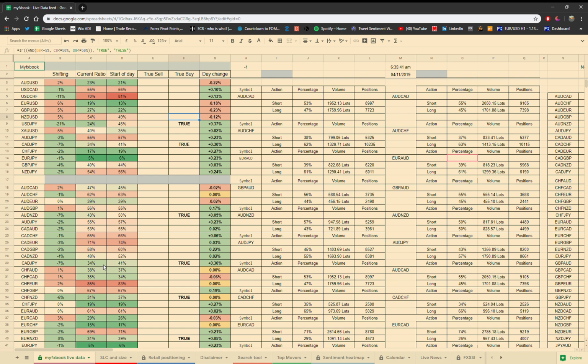What you'll see when you first launch the spreadsheet is the main tab, where we have the signals at a high level. Now we have the USD yen. This was a buy. You'd question why that is a buy. Well, first of all, it checks the start of the day: was it a buy, yes or no? It then checks the current ratio: is it a buy or a sell? It's a buy. The shifting across time is a buy. So it's like check, check, check, buy.